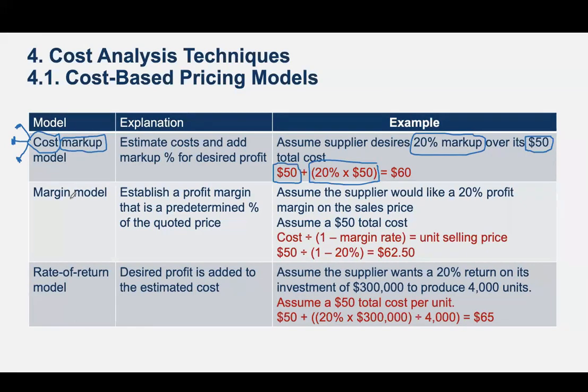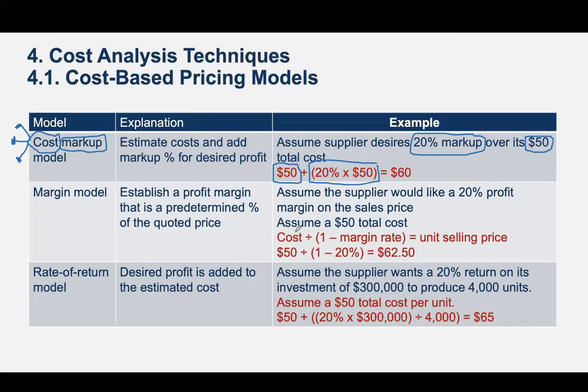In the margin model, sometimes suppliers say that I want to add a 20% profit margin on the sales price, which means whatever is the sales price, I want my 20% dollar. So in this case, we use this formula: cost divided by 1 minus margin rate is equal to unit selling price.